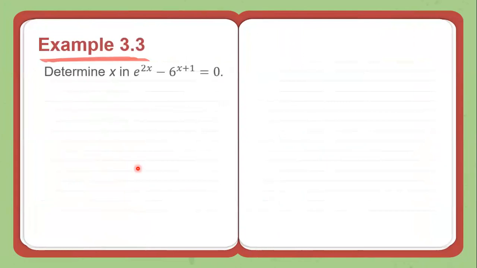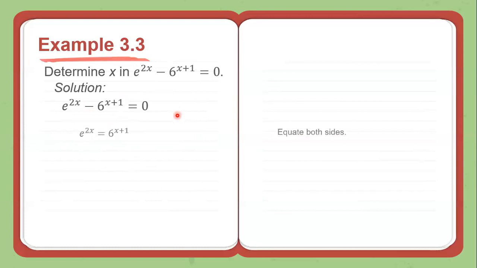For our last example, for method 3, we have to determine the value of x in e raised to 2x minus 6 raised to x plus 1 is equal to 0. So we can move or transpose this to the other side of the equation, giving us e raised to 2x is equal to 6 raised to x plus 1. Then, since we are dealing with exponential equations with the Euler's constant e, we can use natural logarithm instead of logarithm to make our calculations easier, as I've said earlier.